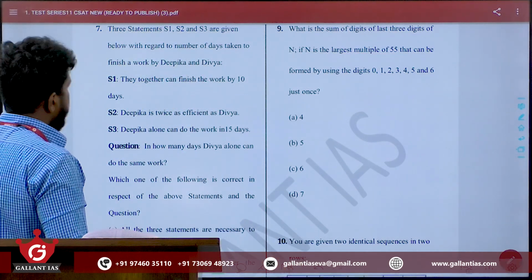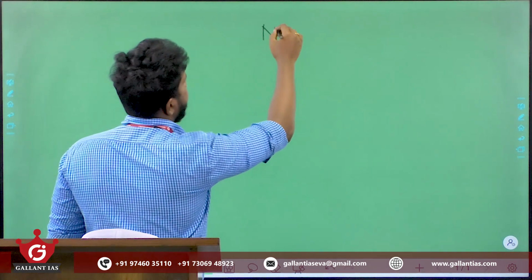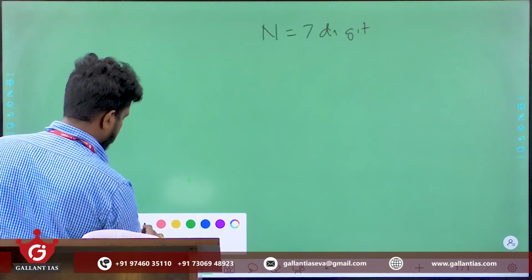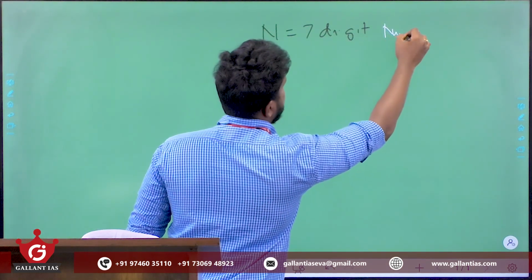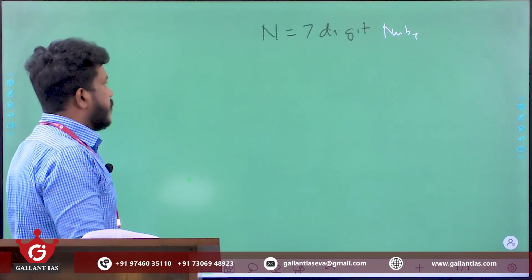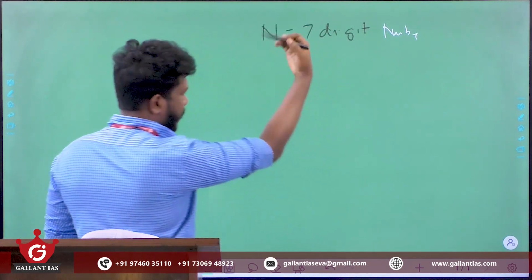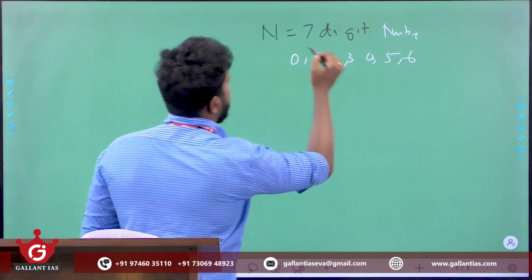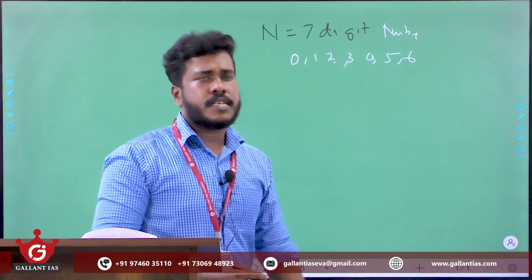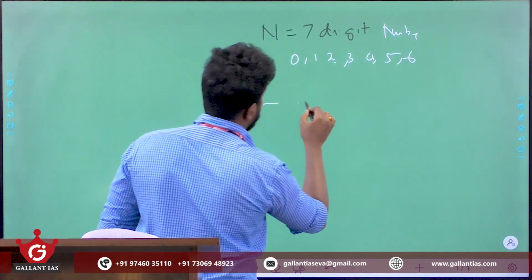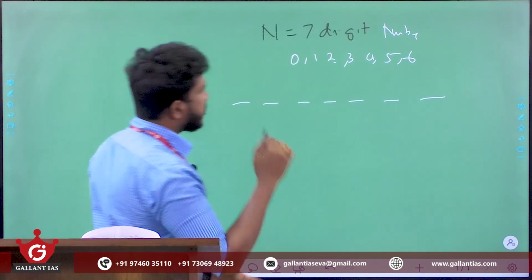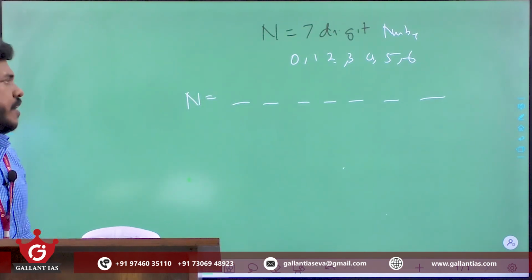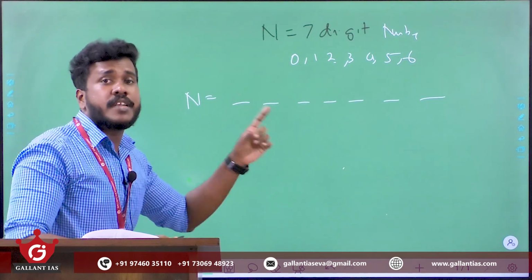So here n is a 7-digit number. That means it contains the digits 0, 1, 2, 3, 4, 5, 6, right? So n is a 7-digit number containing 0, 1, 2, 3, 4, 5, 6. This 7-digit number is a multiple of 55.